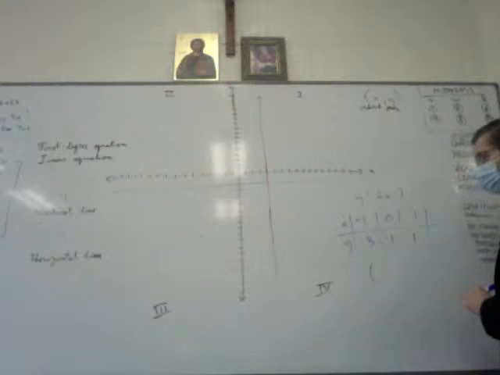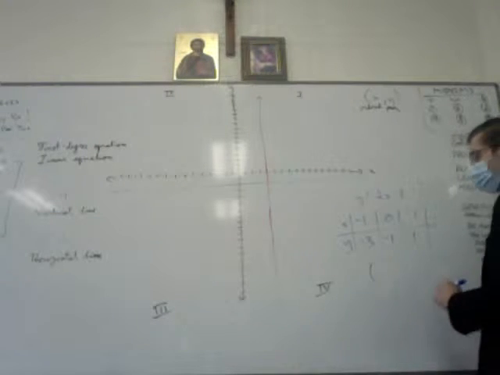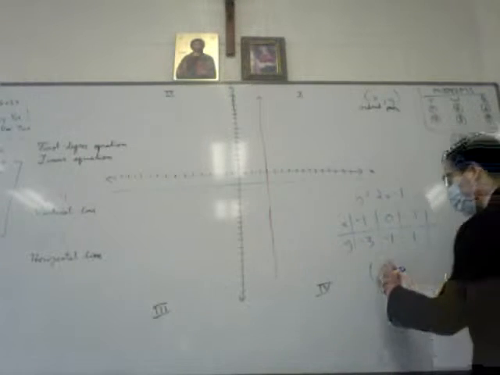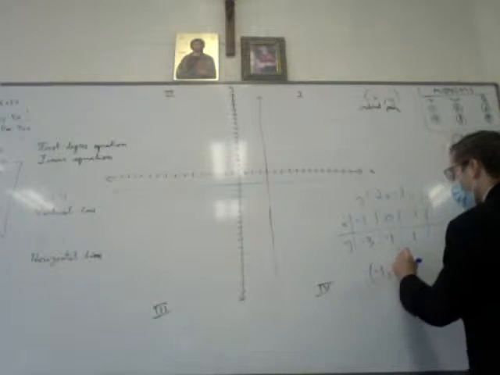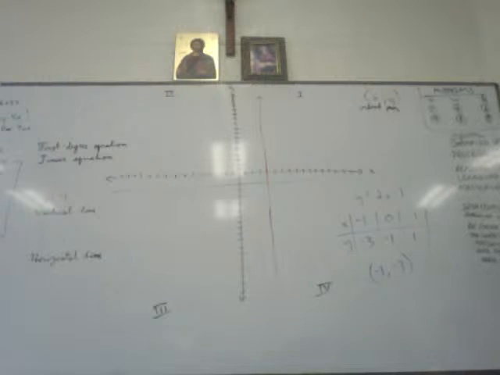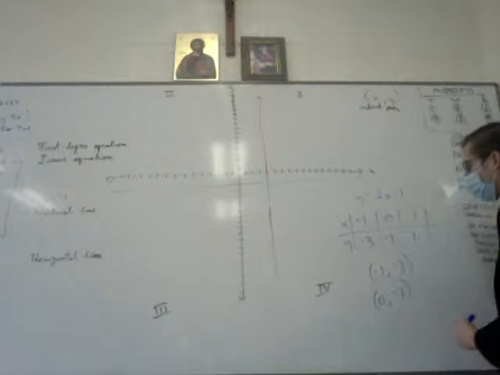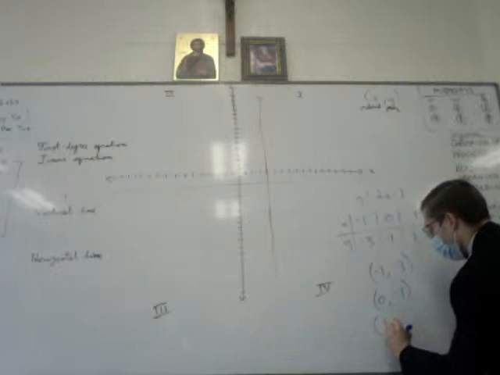X equals -1, y equals... How would we write that as an ordered pair, like this, x comma y? Negative 1 comma negative 3. What's the second point that we have? 0 comma negative 1. What's the last point that we have? 1 comma 1.